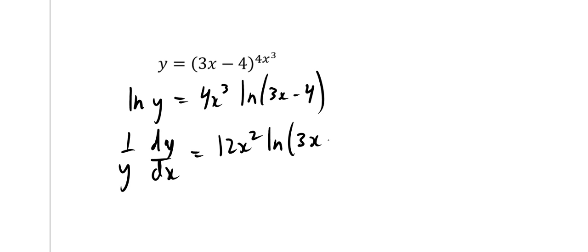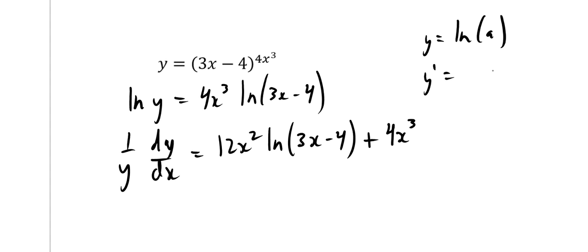Looks like people got this far. Derivative of the first thing is 4x cubed, so the derivative of that is 12x squared times the whole second thing, which is the ln of 3x minus 4, plus first thing times the derivative of the second thing. So what's the derivative of the ln of something? One over a times the derivative of a. So 1 over the whole ln argument.